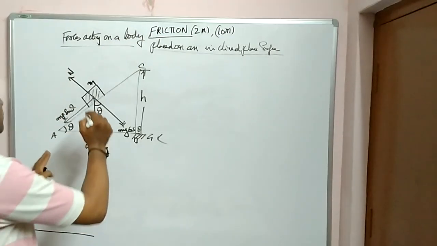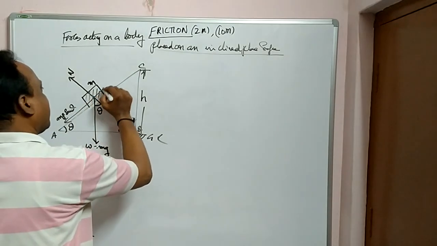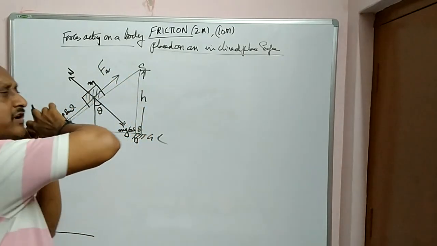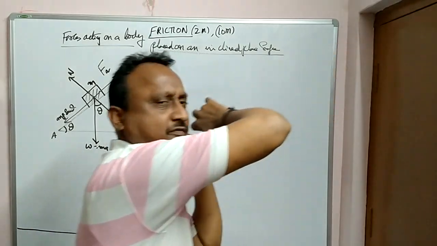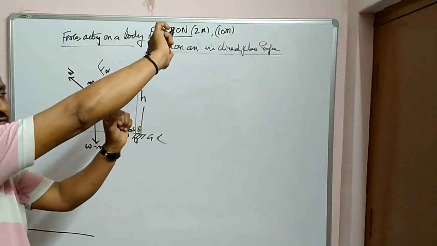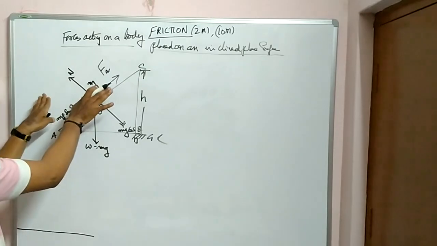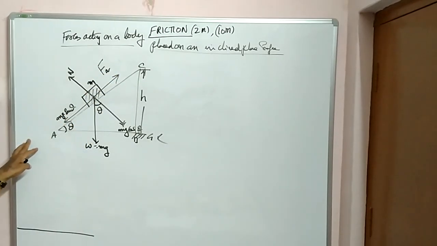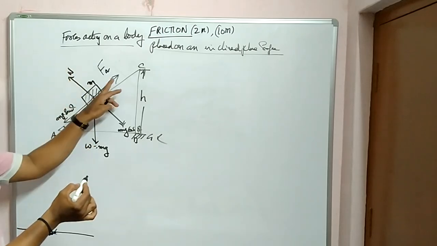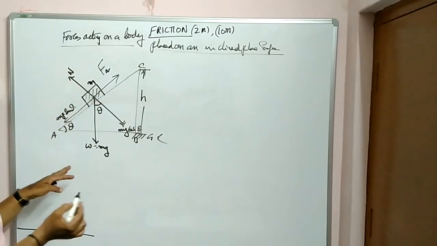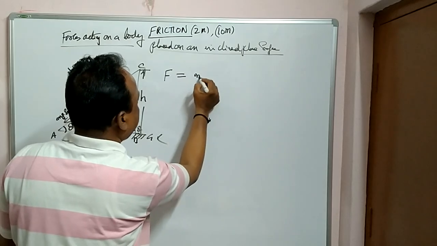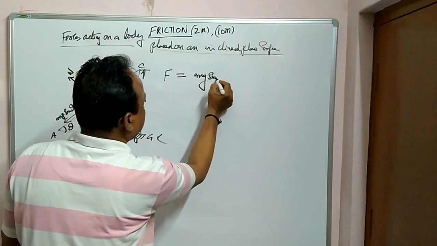When the block is at rest, what happens? Certainly you apply a force upward along the incline. If you are trying to move the block like this, you will apply force like this. This is the applied force. Now the body is resting. When at rest, what is this force equal to? Whatever external force you are applying is equal to mg sin theta.